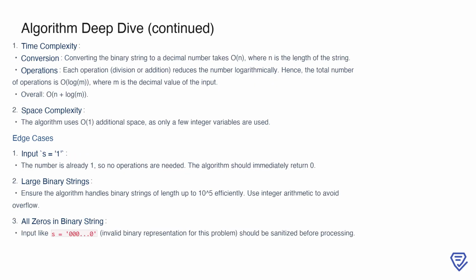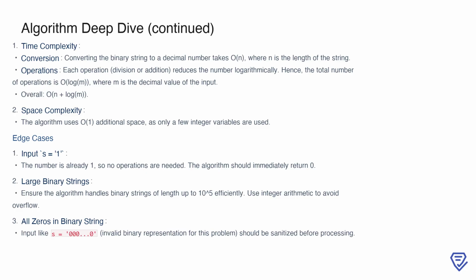Analyzing the complexity of this approach, the time required to convert the binary string to a decimal number is O(n), where n is the length of the string. For the subsequent operations, each division or addition reduces the number logarithmically, leading to O(log m) steps, where m is the decimal value of the input. Combining these, the overall time complexity is O(n + log m). Space-wise, the algorithm uses only a constant amount of additional space, O(1), since we only maintain a few integer variables.